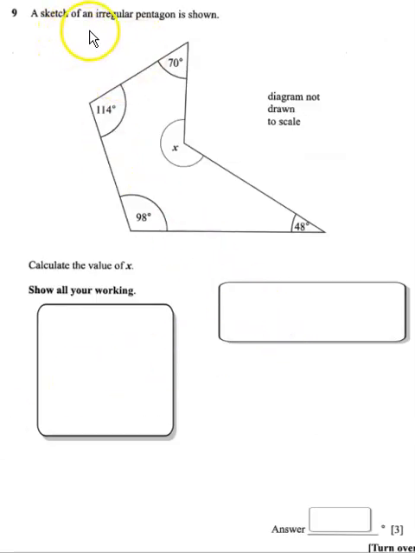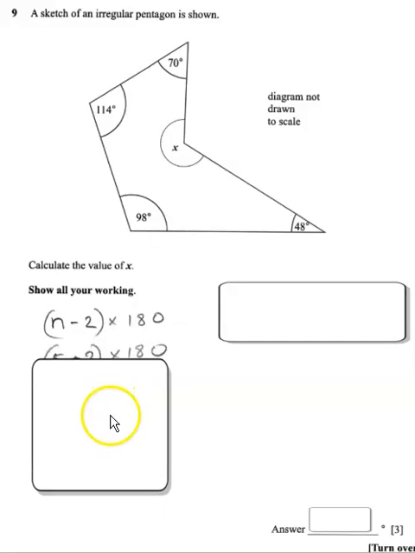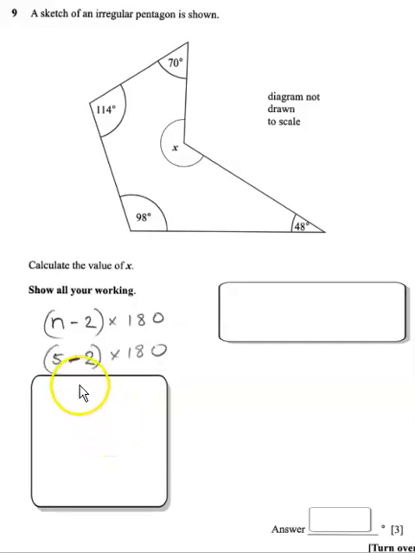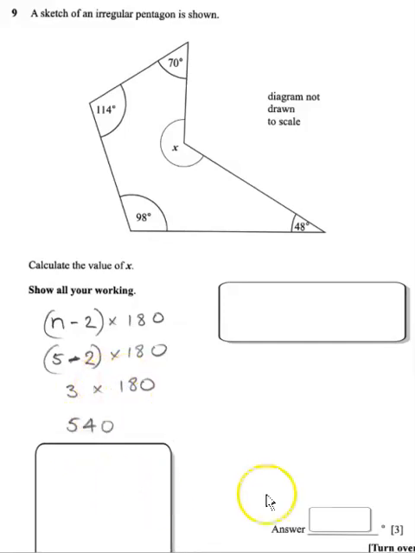So this question says a sketch of an irregular pentagon is shown. So a pentagon has 5 sides. So to work out how many angles is in a 5-sided shape, we work it through this way. So n is the number of sides and we take away 2 from this. And then we've got times 180. So we've got 5 take away 2, which is 3, and that's 3 times 180, which is 540. So that means that all of these angles inside this pentagon add up to 540.